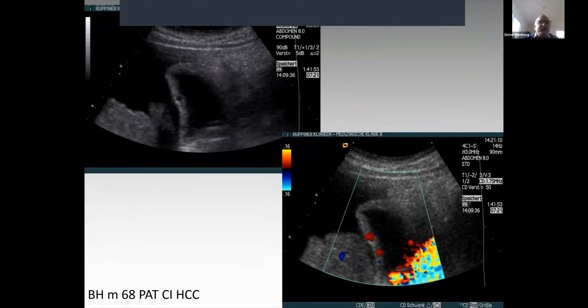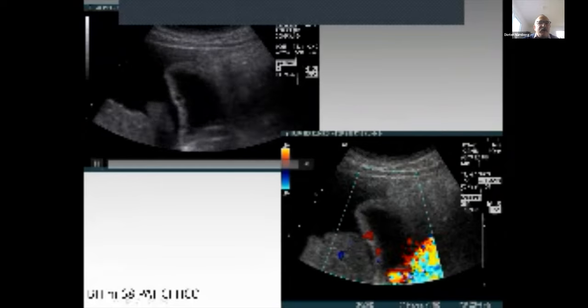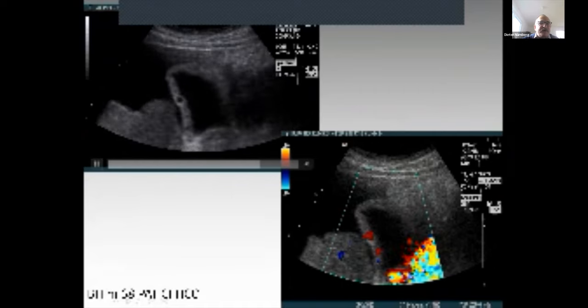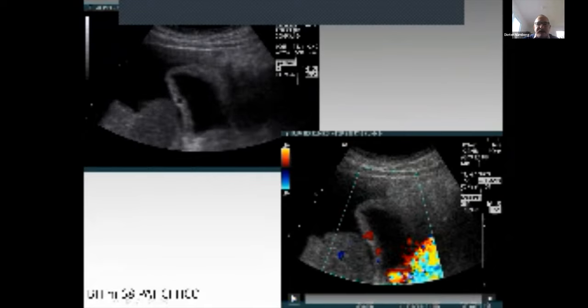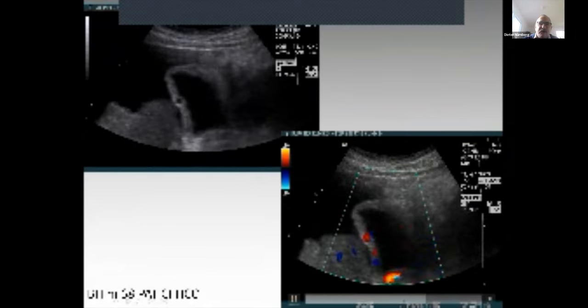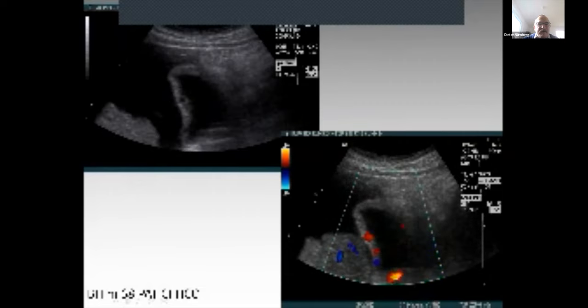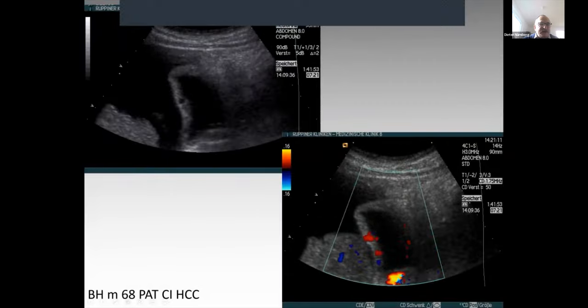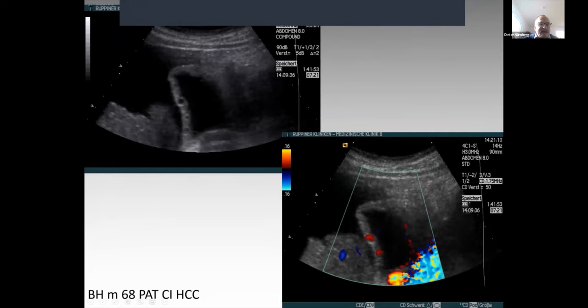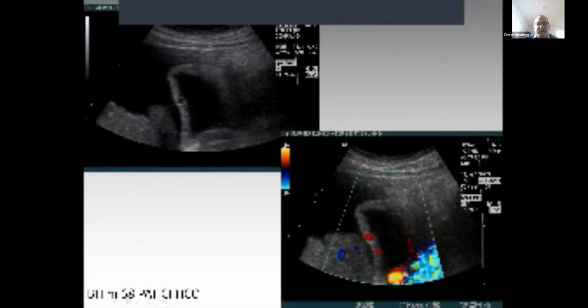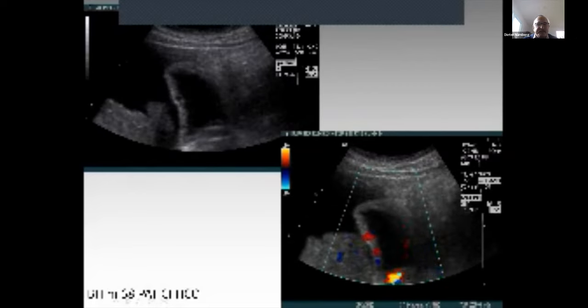Very seldom, if you look in an ascites patient at the wall of the gallbladder, you can see some structures inside of the gallbladder, like here, and some vessels inside. You can look here, and those are also gallbladder wall varices. That is one other possibility for collaterals. It was a patient, a man, 68 years old, with an HCC and portal system hypertension.